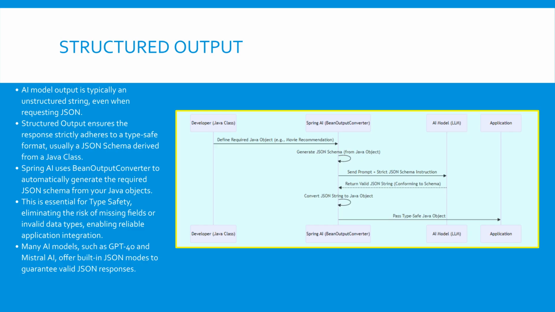This sequence diagram illustrates the robust process of using structured output in a Spring AI application. It starts with the developer defining the required Java object, such as a class for a movie recommendation. Spring AI, specifically the bean output converter, takes this object and automatically generates a matching JSON schema. This schema is then sent to the AI model, along with the user's prompt, providing strict instructions on the required output structure. The AI model processes the request and returns a valid JSON string, guaranteed to adhere to the schema. Finally, the Spring AI converter takes this string and performs the critical task of converting it into a type-safe Java object instance.